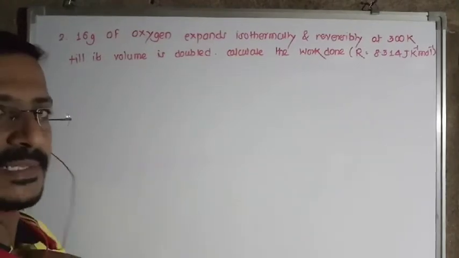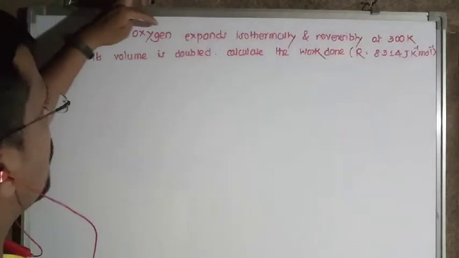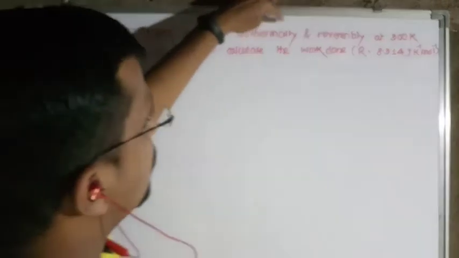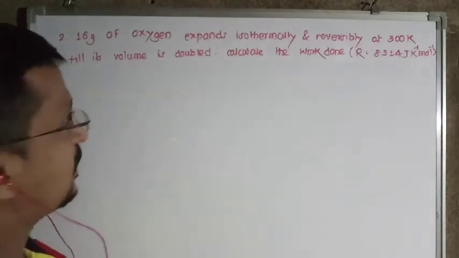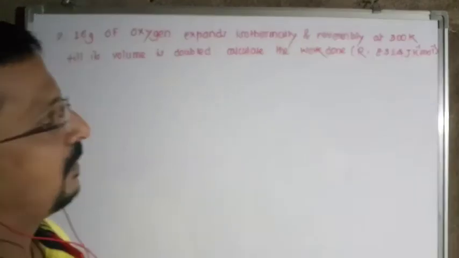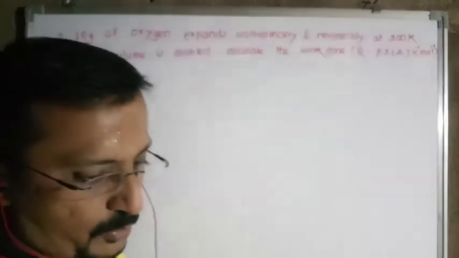So here is the second example. 16 gram of oxygen expands isothermally and reversibly at 300 Kelvin till its volume is doubled, isn't it? Calculate the work done, and R is given, it is 8.314 joule per Kelvin per mole.